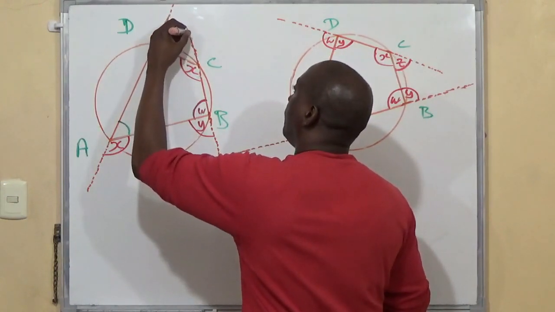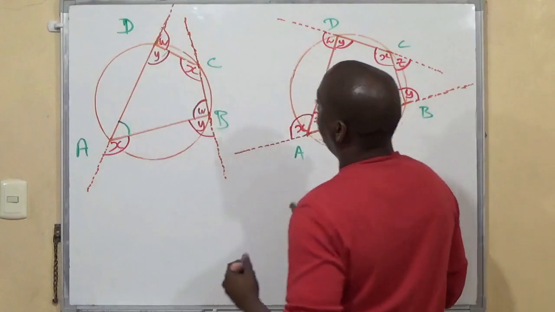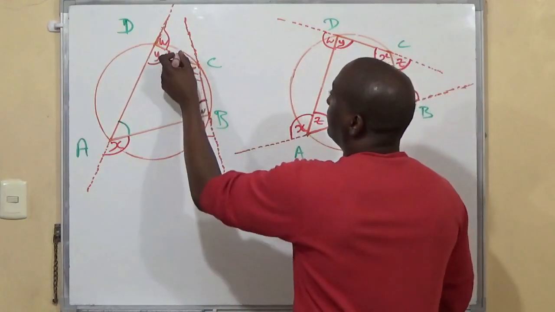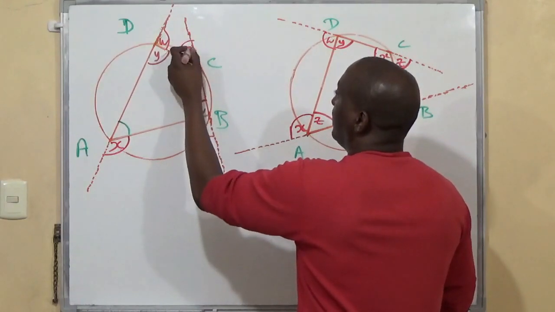We go up, right? We extend. Then this exterior angle of the cyclic quadrilateral, this will be the angle Z.